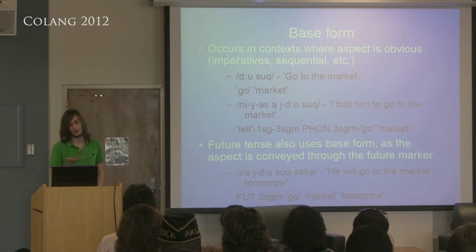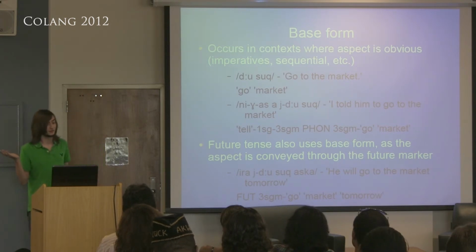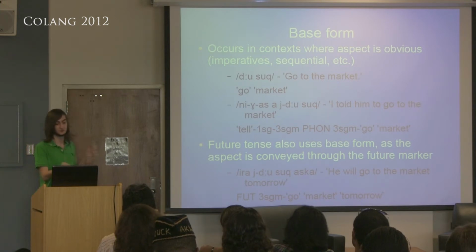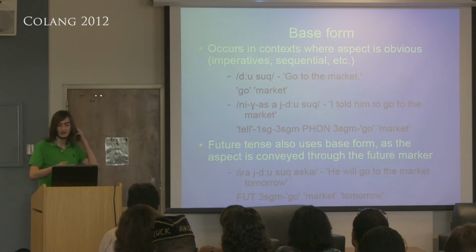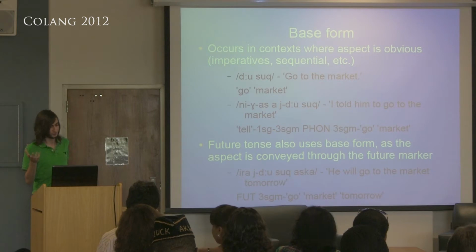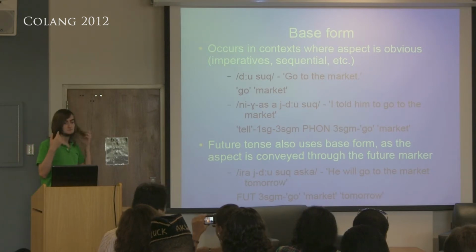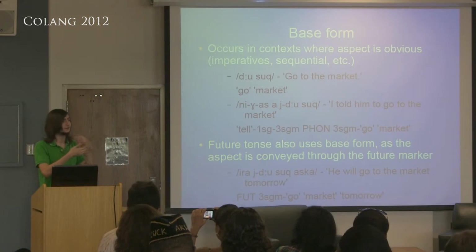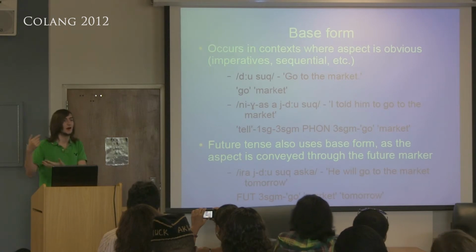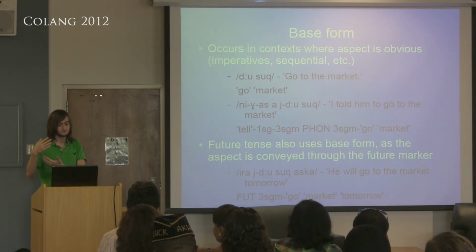So first, the base form, like I said, comes up with context where the aspect can be given from the situation. So the first example, dussuk, go to the market, it's an imperative sentence, so the aspect is naturally given. And then for the second example, nichas I dussuk, I told him to go to the market, because there's some sort of sequence there, it's obvious that there's no aspect marker necessary.